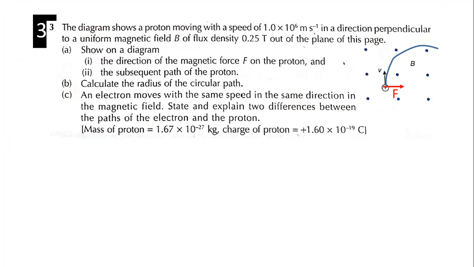Yeah, can. Okay. Then after that, you're supposed to find the subsequent path of the proton. So it can either be a circle. That's the force, so it must be clockwise. It can be either this curve or this arc there, depending on your mass and speed. Calculate the radius of the circular path.